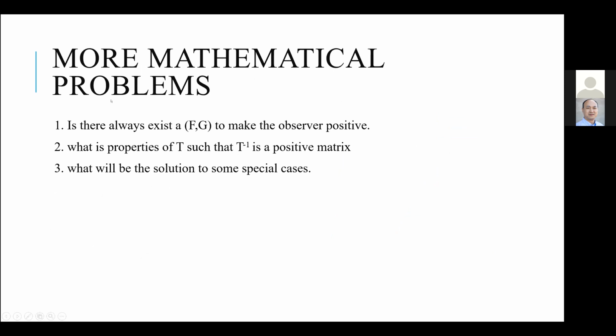More mathematical problems are denoted in the paper, such as whether there always exist F and G to make the inverse positive. They are discussing that. If you're interested, go read the papers. What are the properties of T such that T inverse is a positive matrix? This still has some mysteries, as we don't have a solid definition of T that makes T inverse a positive matrix. What will be the solution to some special cases? There are a lot of special cases denoted in the paper which need a lot of effort to use an alternate way to find a T.